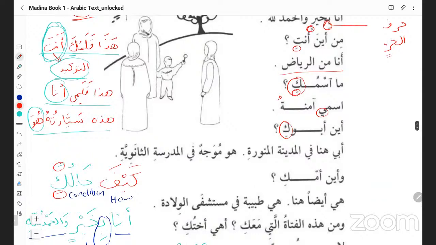Aina abuki, again we see that abu, ab, plus a pronoun is a mudaf and mudafun ilayh. Abu will be the mudaf, and whatever comes is the mudafun ilayh. We're adding a waw when you join them together. So aina abuki, abi, my father, huna, my father is here fil madinati al-munawwara, in Madinah al-Munawwara. Huwa muwajjihun, he is an instructor في المدرسة الثانوية, in secondary school. So he is an instructor in secondary school.